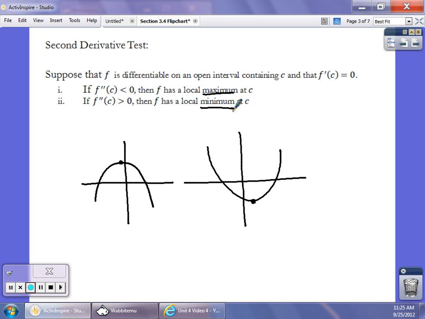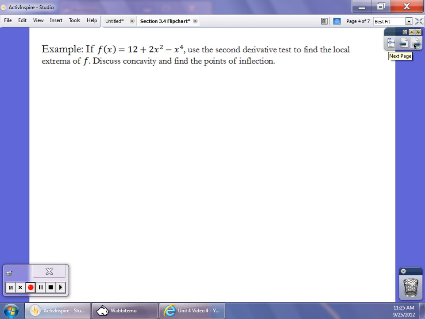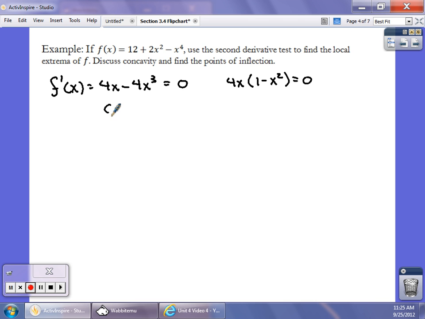So we're going to put that all together with our example here. I just have one example for you. Again, finding the derivatives can be some of the most difficult parts of this. You need to find the first derivative. So f prime of x is going to be 4x minus 4x cubed. Set that equal to 0 to find your critical numbers. Factor out the 4x, times 1 minus x squared equals 0. And you find that you have critical numbers at x equals 0 and plus or minus 1.